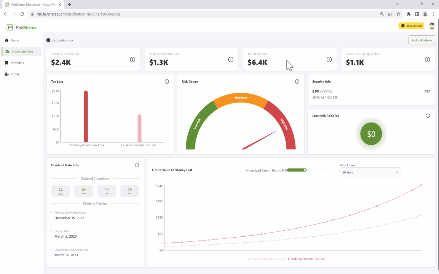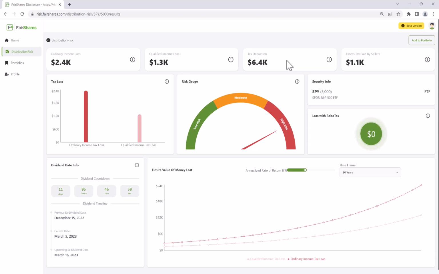Okay, so in previous videos, you know that all or a portion of the first distributions you receive from an income producing security represent a return of your capital post purchase. That 6.4K represents the amount of the dividend that you receive that represents a return of your money and should not be taxed. That $6,400 should be excluded from taxation on your tax forms in order for you to be taxed fairly. So that's what that is. That is the tax deduction. That is your return of capital amount.